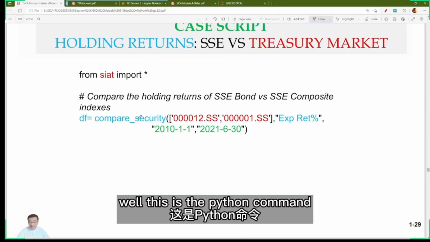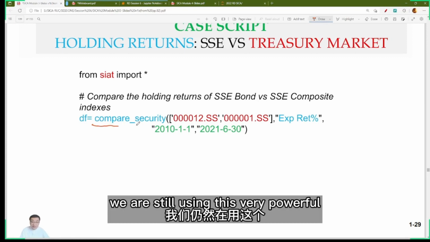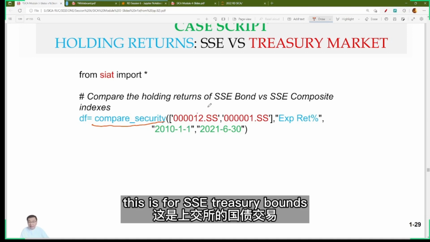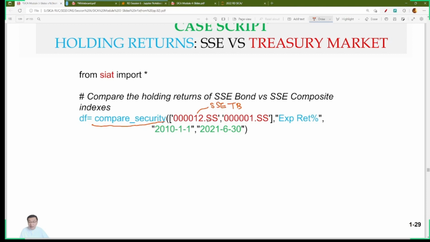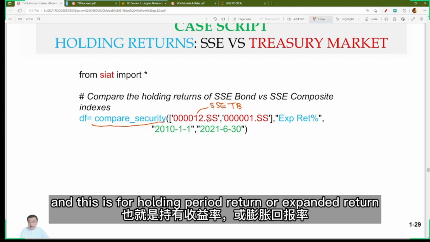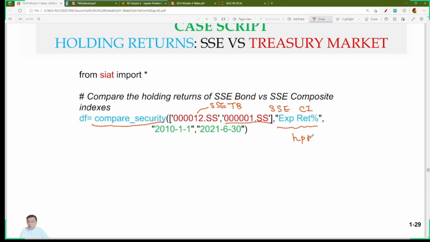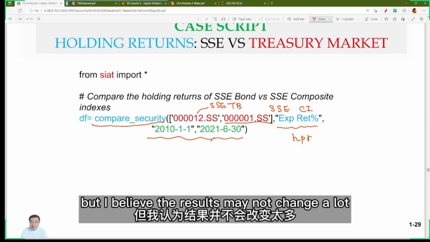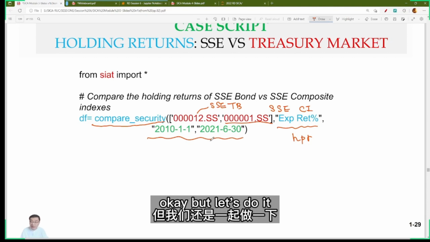Well, this is the Python command. We are still using this very powerful compare security Python command. This is for SSE treasury bonds, this is for the SSE composite index, and this is for holding period return, or expanded return, or investment return. This is the period. Of course, we can update the period to this year, but I believe the results may not change a lot. Okay, but let's do it.